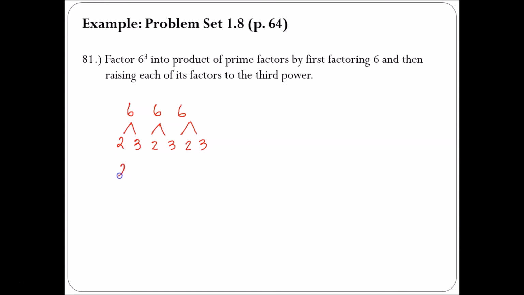And then we will need to write the prime factors raised to the third power. So that will be 2. How many 2's do we have? 1, 2, 3. So that will be 2 cubed times 3, 1, 2, 3, 3 cubed. That's it. Okay?